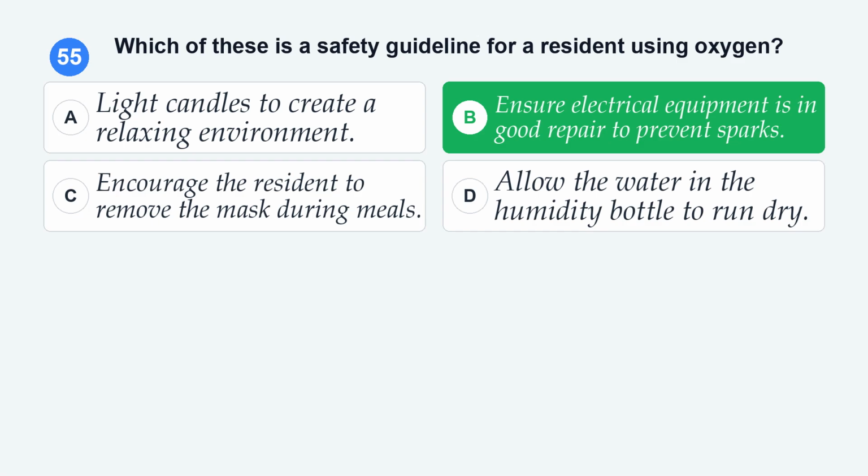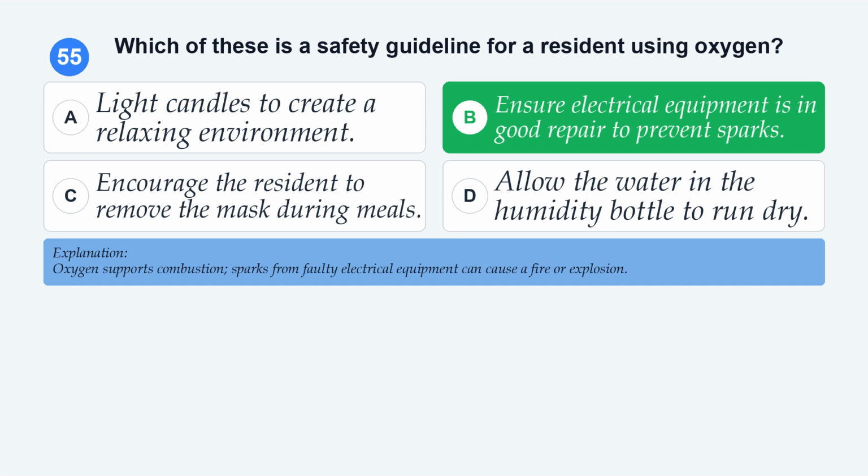The correct answer is option B. Ensure electrical equipment is in good repair to prevent sparks. Explanation. Oxygen supports combustion. Sparks from faulty electrical equipment can cause a fire or explosion.